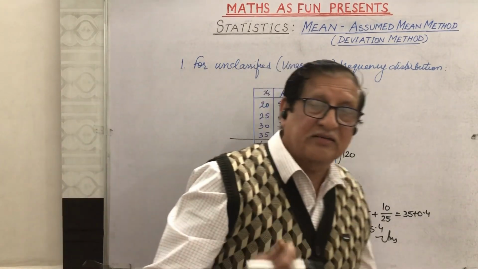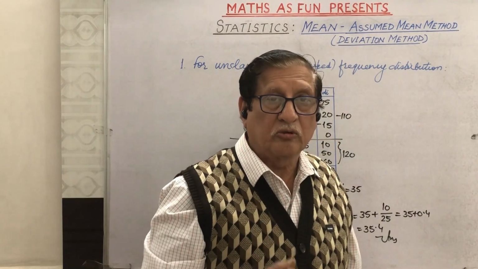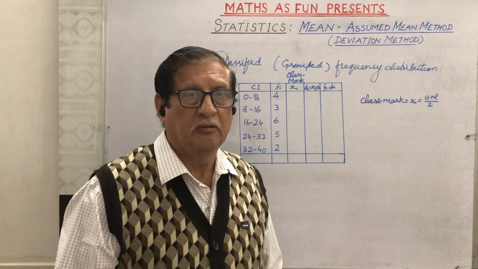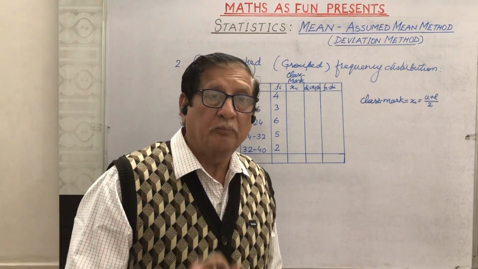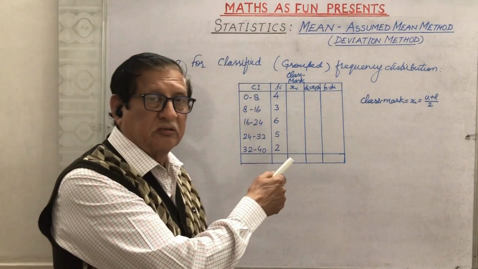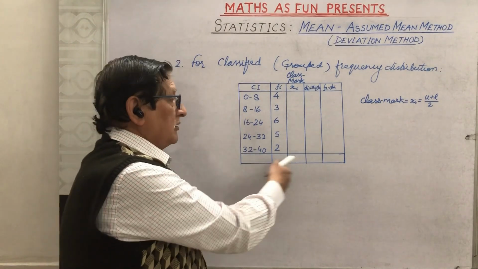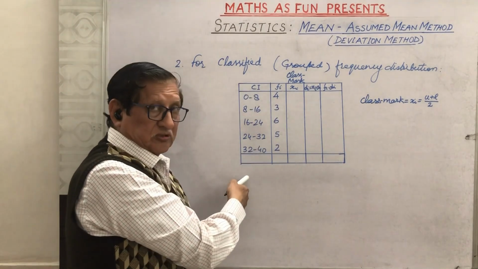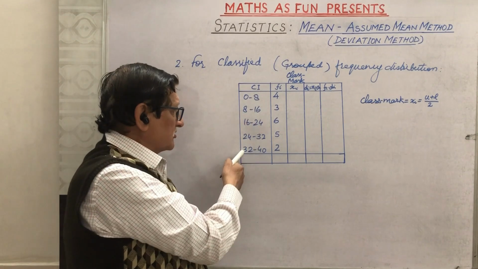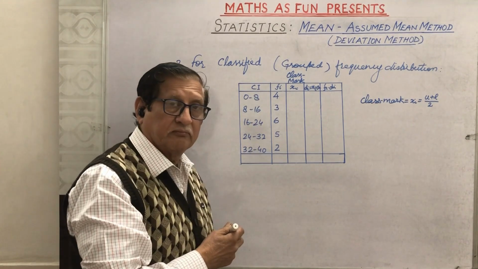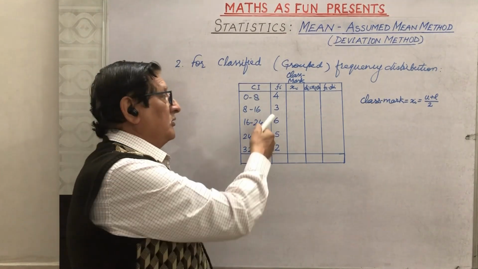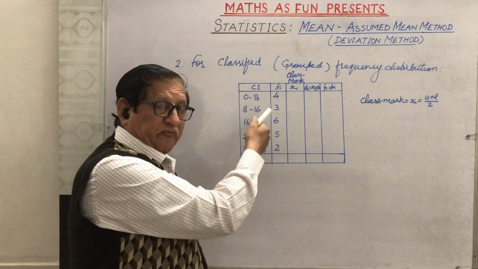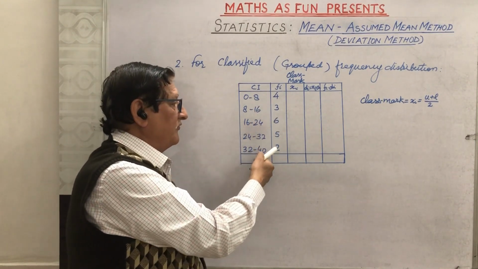Now we will discuss one of the examples on classified or grouped frequency distribution. The next example based on the classified distribution is here. We have been given the class intervals from 0 to 8, 8 to 16 and so on up to 40. The respective frequencies are 4, 3, 6, 5, 2.